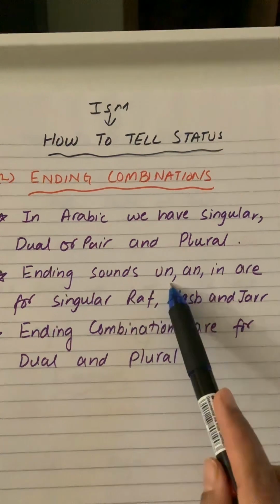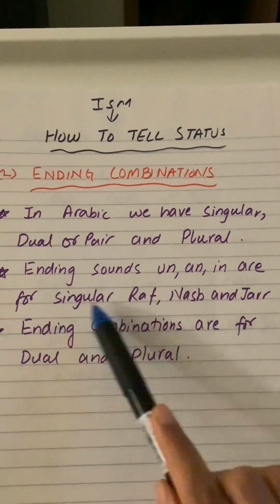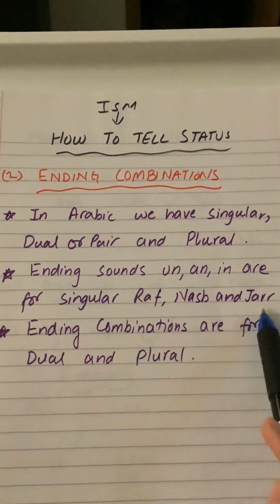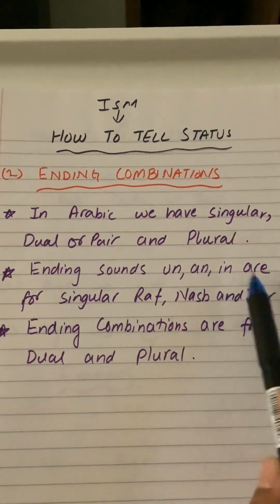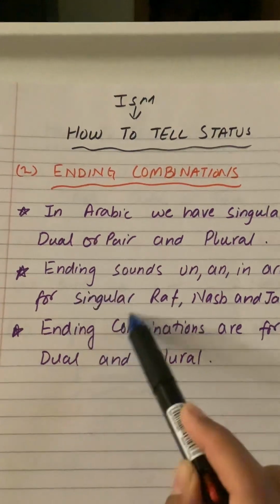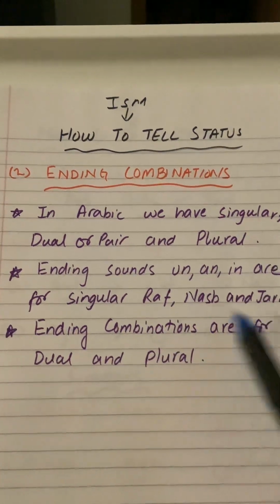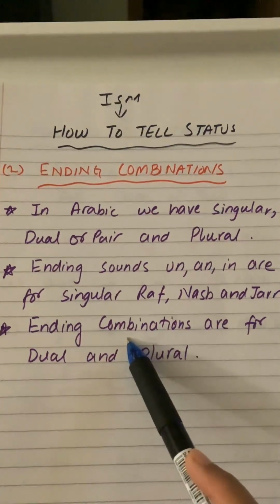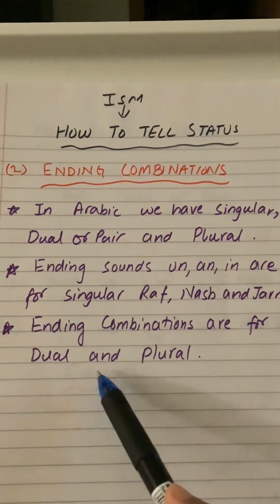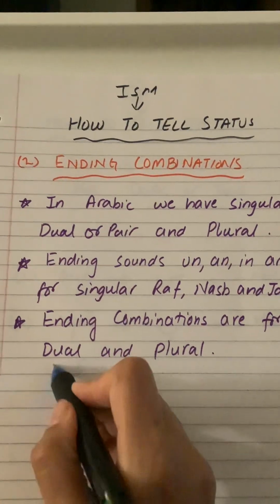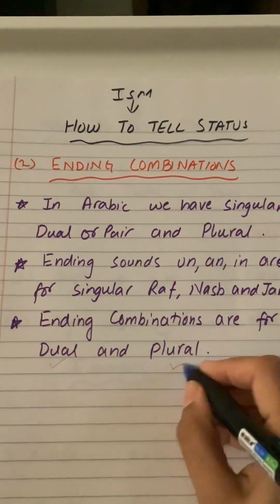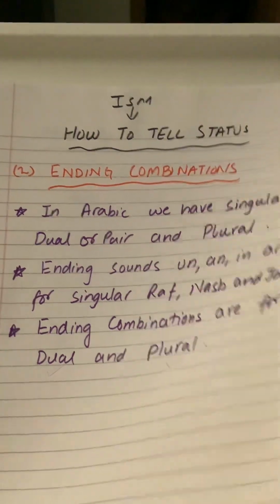Ending sounds un, an, in are for singular rafa, nasb, and jar. So if you hear the ending sounds un, an, or in, these are for singular rafa, nasb, and jar. Ending combinations, on the other hand, are for dual and also for plural. We're going to see which ending combinations are for dual and which ones are for plural. So let's find out.